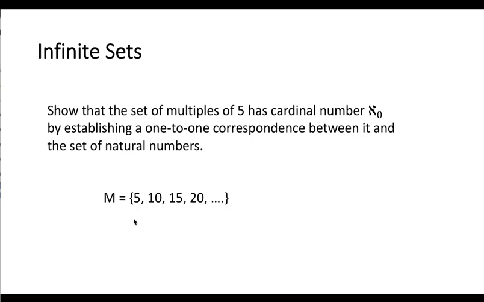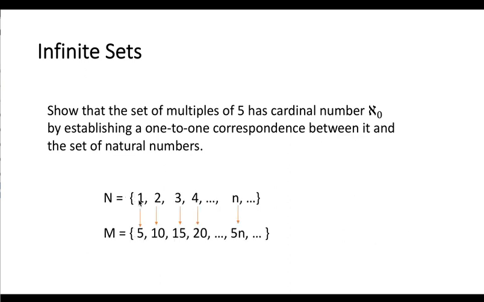So we have the set of multiples of 5: 5, 10, 15, 20. What would be the general term for this set? Do you think it's 5n? Because if you do, you're right. So the set of natural numbers is 1, 2, 3, 4, etc., up to n. And we've put it in a one-to-one correspondence with the set of multiples of 5. 1 pairs with 5, 2 with 10, 3 with 15, 4 with 20, n with 5n.